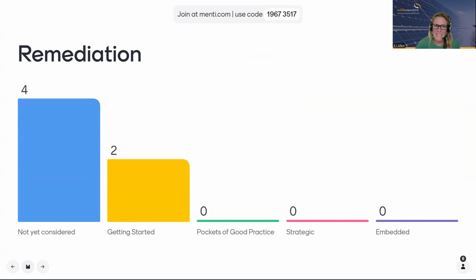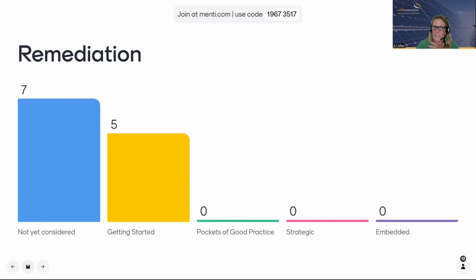Pockets of good practice. You might have had some discussions around how you would support individuals or groups that have been exploited, but these haven't been formalised. So, for example, you may have talked about engaging with charities that support victims of slavery, like Ride for Freedom or Causeway, as some examples, Bright Future.